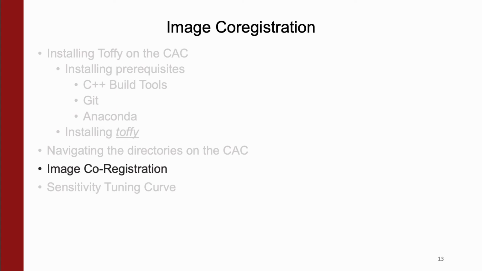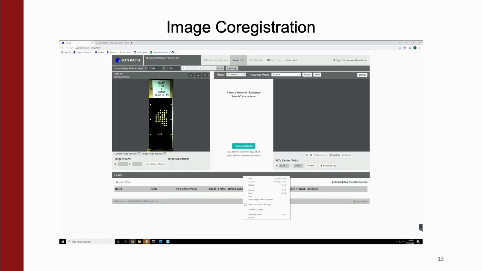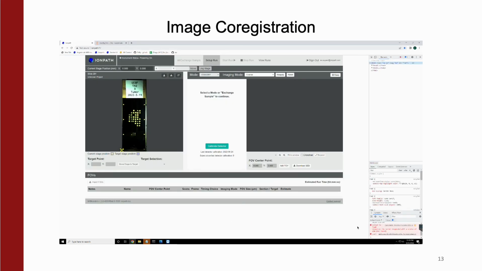Next, we're going to go over image co-registration. Head to the instrument control webpage, and then in order to display the location of the FOVs on the slide image, we have to map the location of the actual pixels in the image to the stage coordinates on the slide. Go ahead and click Inspect Element, and then in the console, type logger.level = 4.